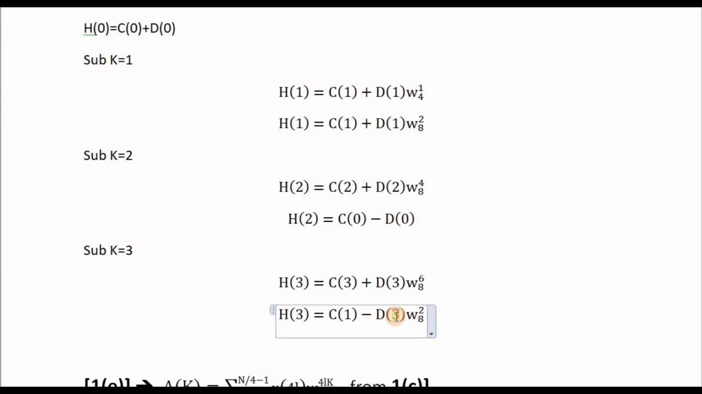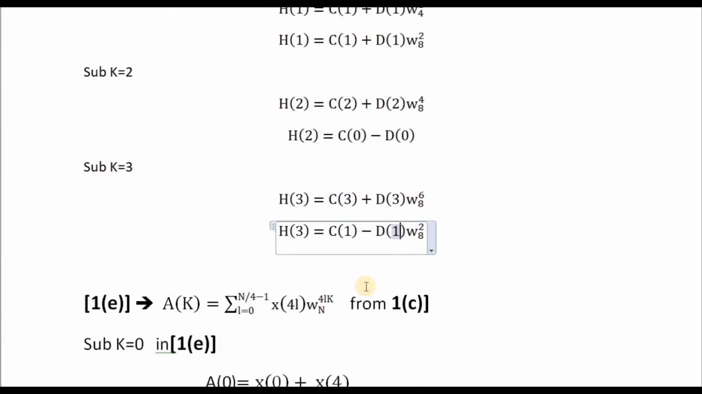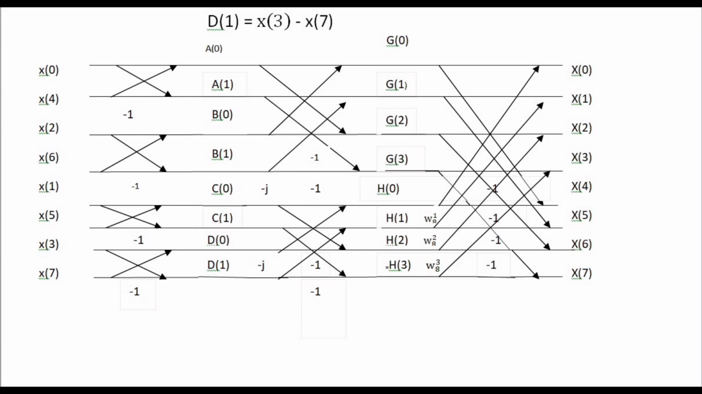The W8 of 2 is minus j, because it is e power minus j 2 pi of 2 divided by 8. So you will get e power minus j pi by 2. So e power minus j pi by 2 is cos pi by 2 minus j sin pi by 2. So minus j sin pi by 2 is minus j. Okay. So that is why I am writing h of 3 is equal to c of 1 minus d of 1 into minus j. Okay. Let's check this one. What is h of 3? H of 3 is equal to c of 1 plus d of 1 into minus j into minus. Okay.